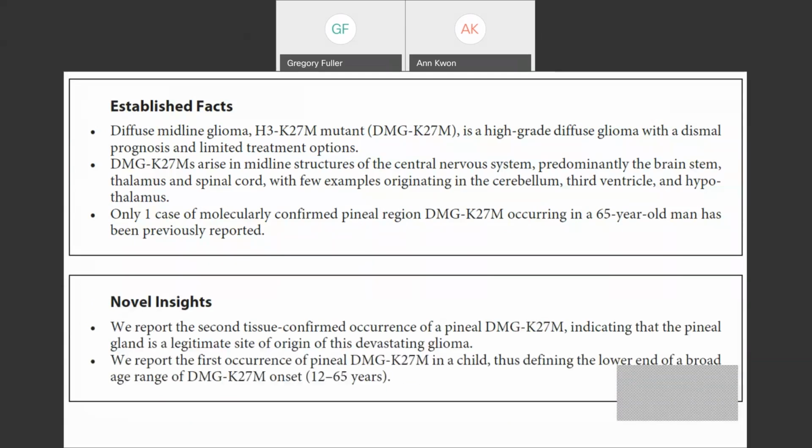So the novel insights from our paper, we report the second tissue-confirmed occurrence of pineal DMG, which indicates the pineal is a legitimate site. We report the first occurrence in a child, which extends the lower end of the age range of pineal DMG. So from 12 to 65, that's an N of two cases. Now, I think this is an example of a worthy case report, because at the time that we reported this, there was only one other example, and it was part of a really big series. And so it's very important to confirm that it is real. There is a certain incidence, okay? And we always want to be thorough.